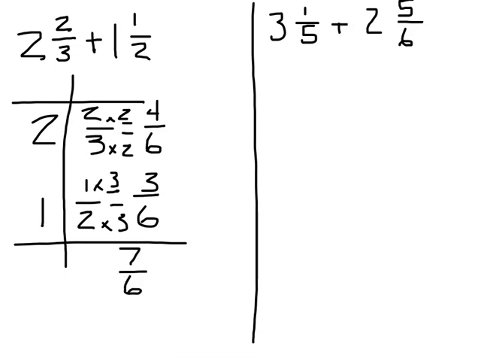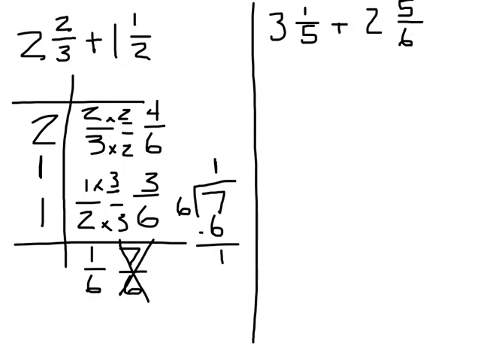Now, I can't leave an improper fraction, so I need to change it to a mixed number. When I change 7 over 6 into a mixed number, what do I get? 7 over 6 is the same as 1 and 1/6. So I'm going to put my 1 on the whole number side and my 1/6 on the fraction side. 2 plus 1 is 3, plus 1 is 4. So I get 4 and 1/6.